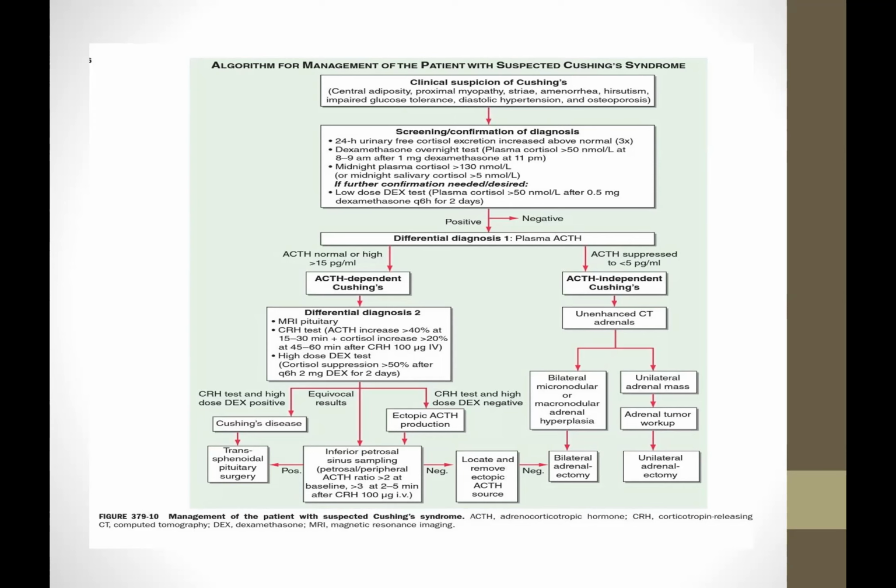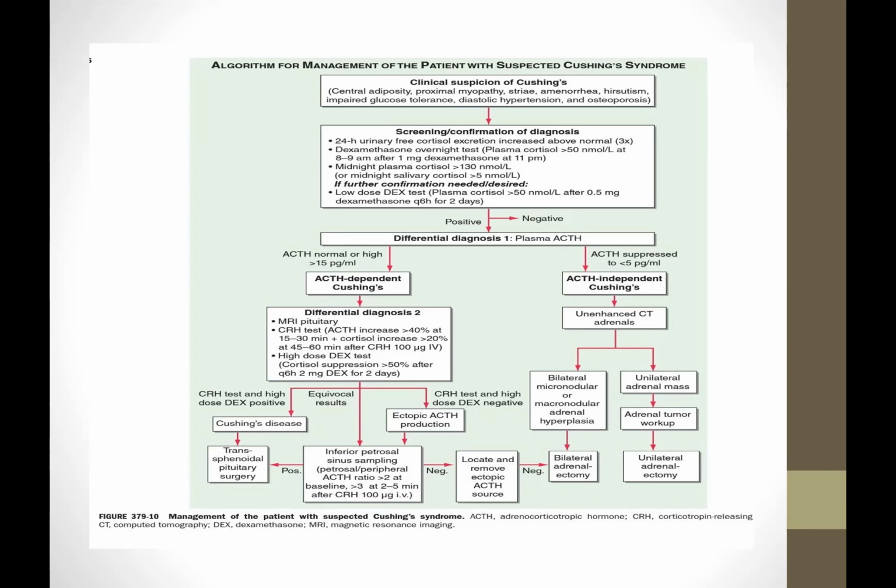That is, we consider it positive if the petrosal to peripheral ACTH ratio is more than 2 at baseline and more than 3 at 2 to 5 minutes after CRH. And we have to rule out ACTH-independent Cushing's by doing CT imaging of the adrenal gland, and CT imaging can differentiate the benign cause and malignant cause.